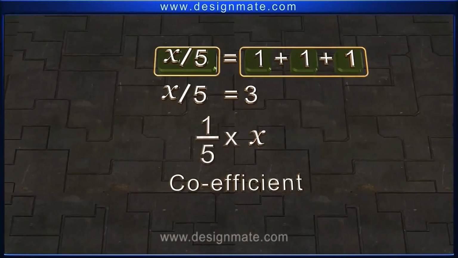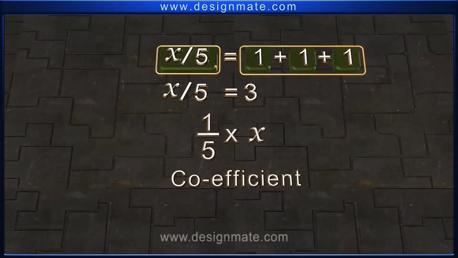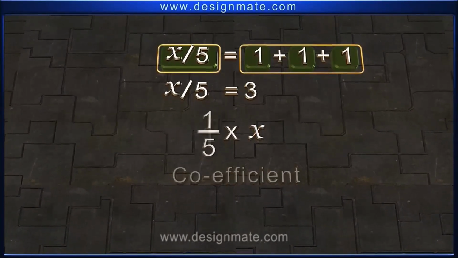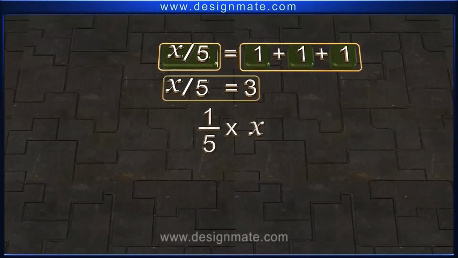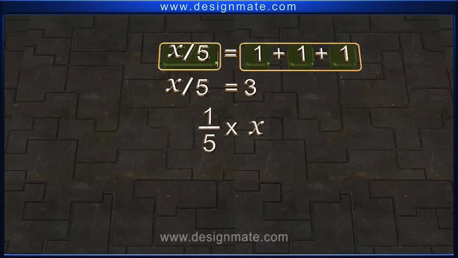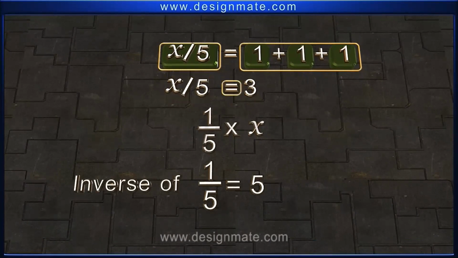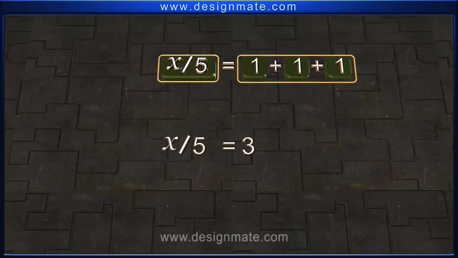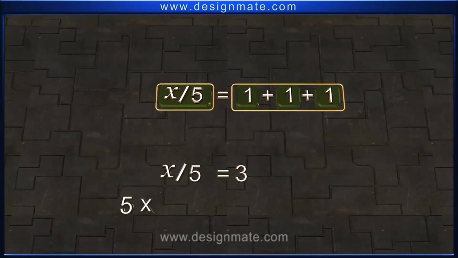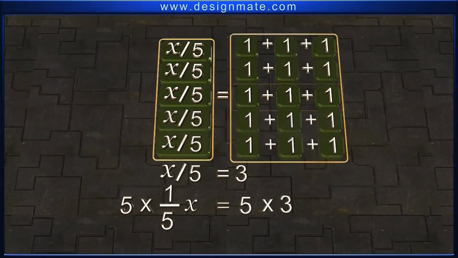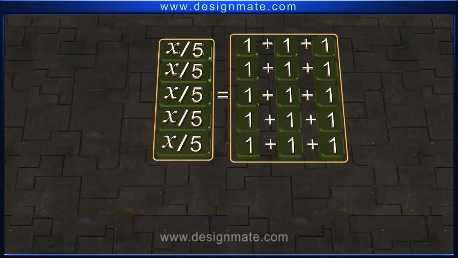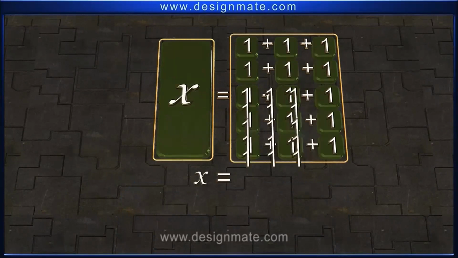Now we want to get an equation in which the coefficient of x is 1. So if we multiply both sides of the equation x upon 5 is equal to 3 by the inverse of 1 upon 5, both sides will still remain equal and the coefficient of x will become 1. So, 5 multiplied by 1 upon 5 x is equal to 5 multiplied by 3, or x is equal to 15.